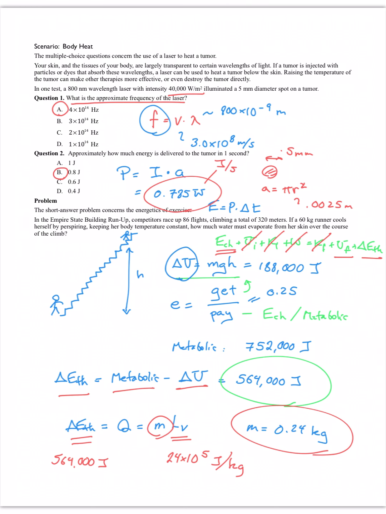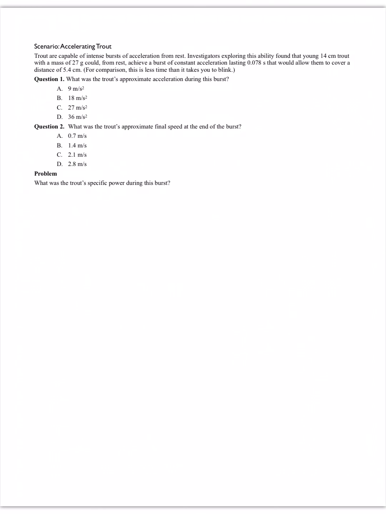Let's take a look at our last scenario, and our last scenario has to do with trout. Trout are capable of intense bursts of acceleration. I looked at this in a paper, and what the people were doing is they're basically looking at how temperature affected trout. But there was really good data on trout's accelerating abilities. A 14-centimeter trout with a mass of 27 grams could accelerate from rest for a time of 0.078 seconds that would allow them to traverse this much distance.